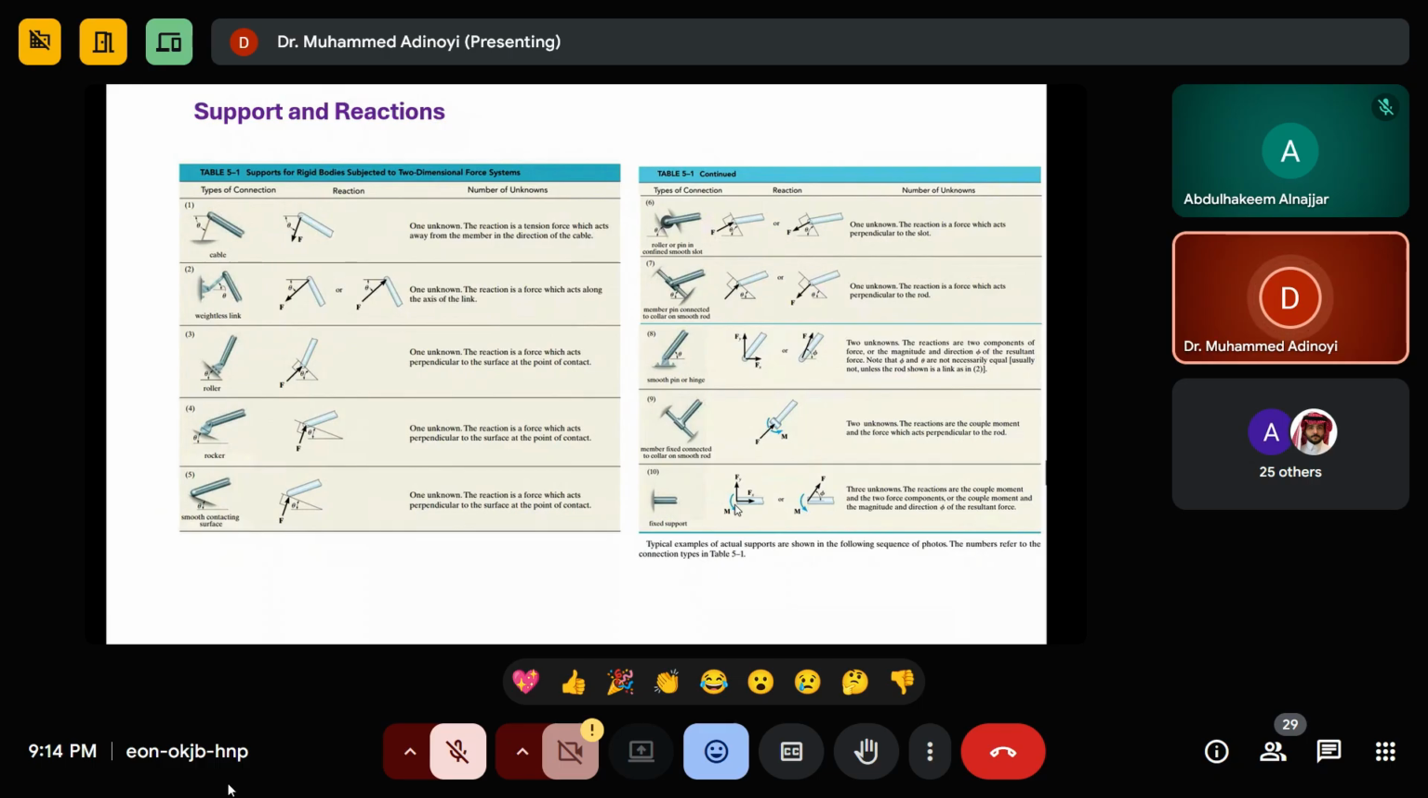So for you to be able to solve when you are given a structure or a beam, you have to know the type of support. It may be stated there, the type of support. So you have to find the reactions. You have to put the reactions there.